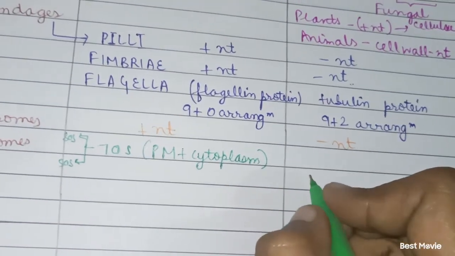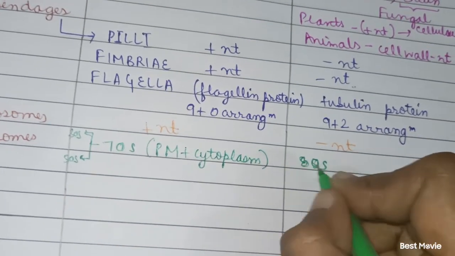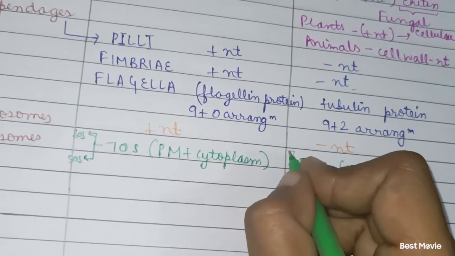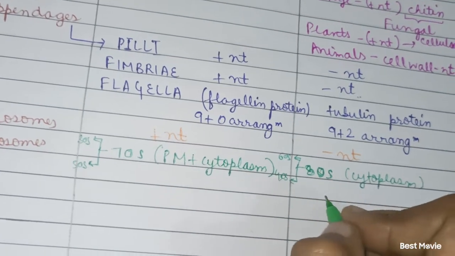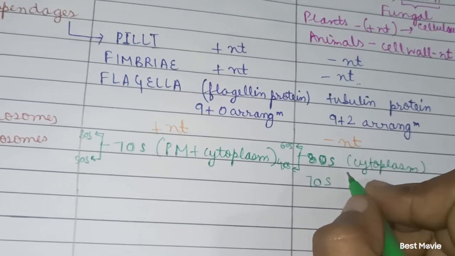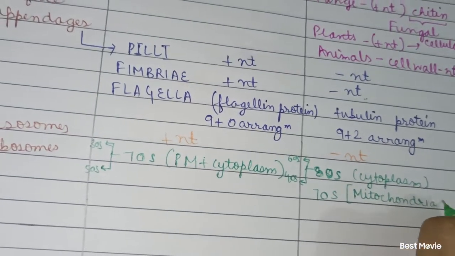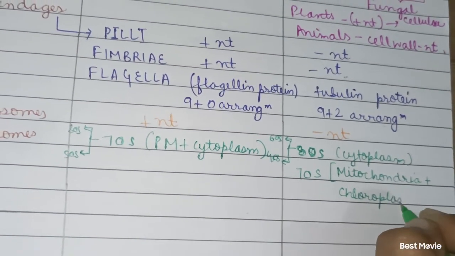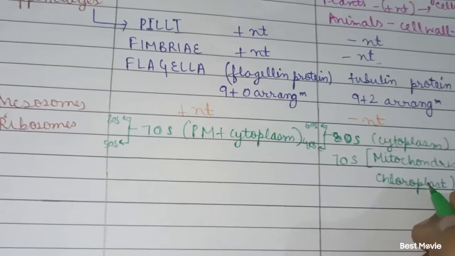Now in eukaryotes, ribosomes are 80S type in the cytoplasm. Again, 80S is made up of 60S and 40S, which is not at all additive. And 70S ribosomes are also present in mitochondria and chloroplast, which is only present in plant cells. So mitochondria is present in animal cells, plant cells, protists, and fungi, whereas chloroplast is present only in plant cells.